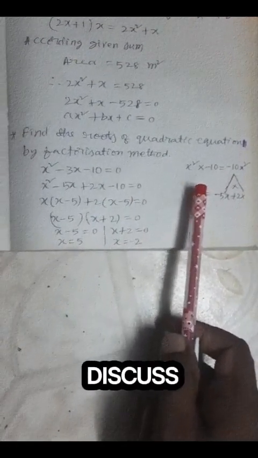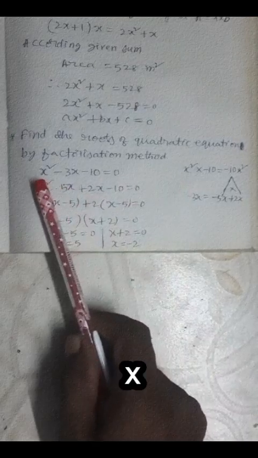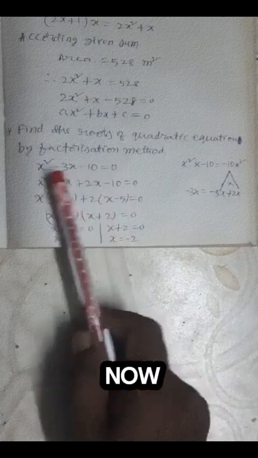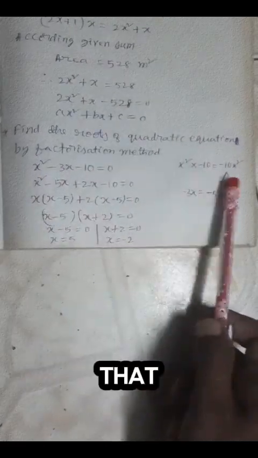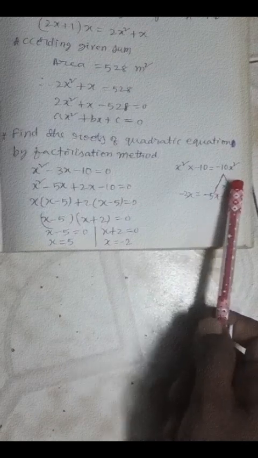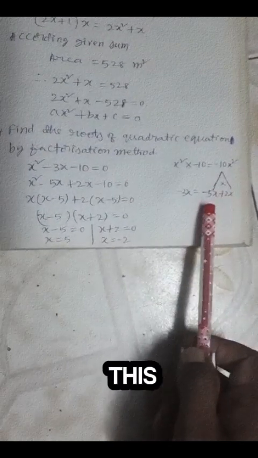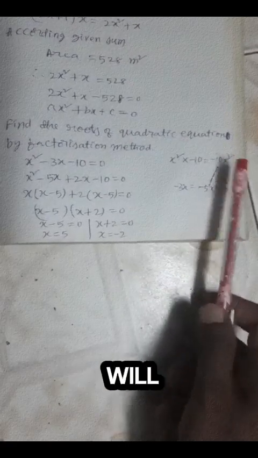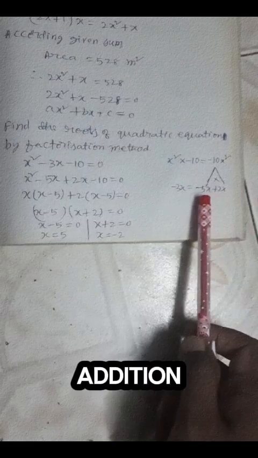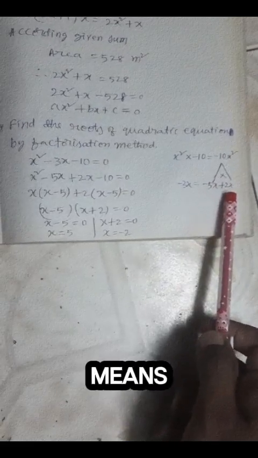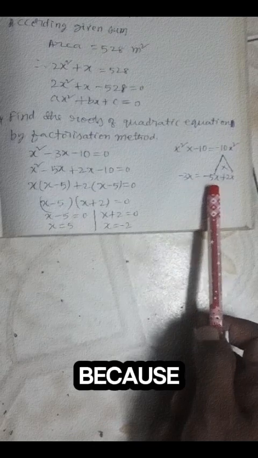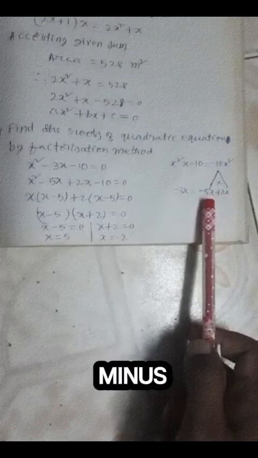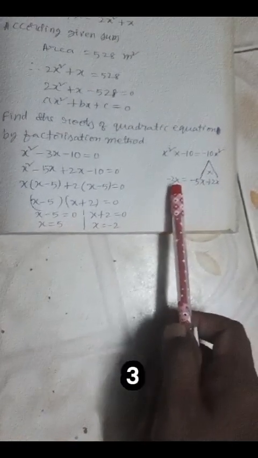Now we will discuss. We are multiplying the extreme terms: x square into minus 10, that means minus 10x square. Now we are going to split this as minus 5x into 2x. Multiplying gives minus 10x square, and adding, minus 5x plus 2x, gives minus 3x, because different signs mean subtraction, and the larger sign is minus, that's why we are getting minus 3x.